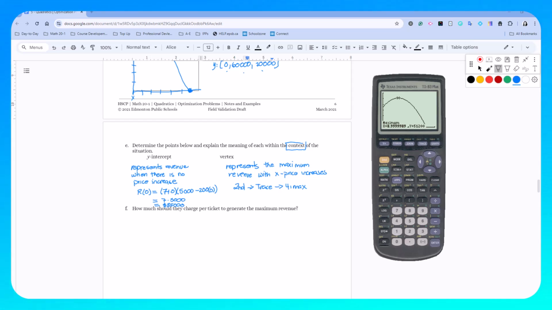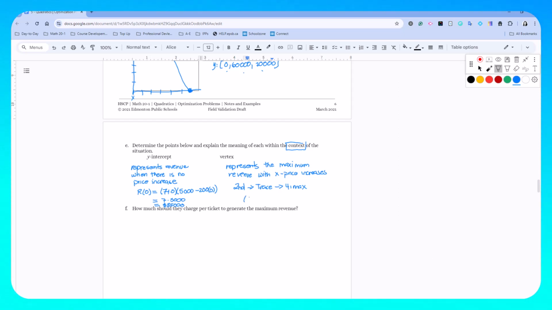This can almost certainly be 9. I won't write it down just in case. We would actually have to put this in vertex form by completing the square to be sure. If I had to guess, though, it is. But let's just write 8.999. And the maximum revenue is 51,200. So how much should they charge per ticket?